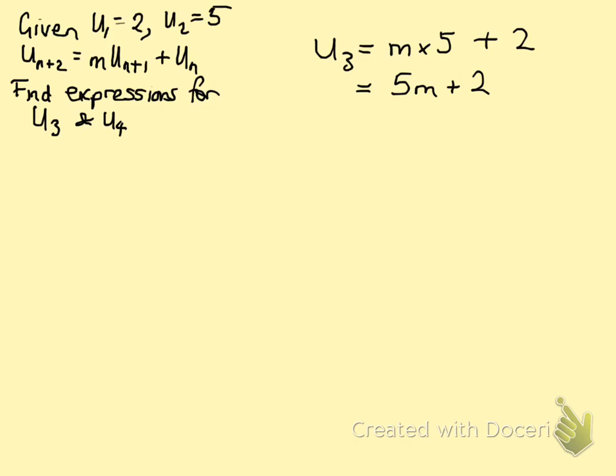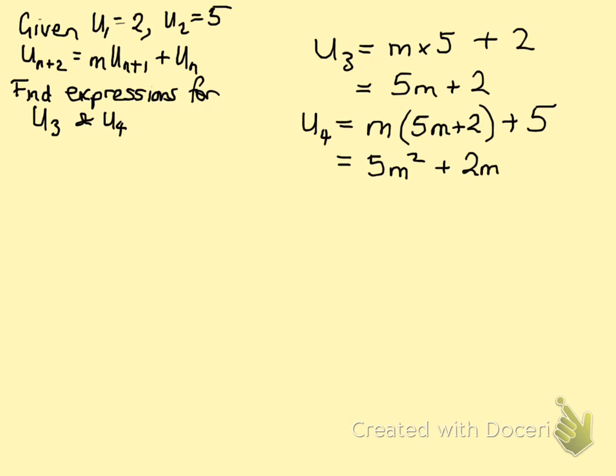We then take U3 and U2 to create U4. So m lots of the previous term, in this case U3, add on the terms 2 previously, so U2. Now we can expand the bracket and we have an expression for U4. So 5m squared plus 2m add 5. We have now answered this question.